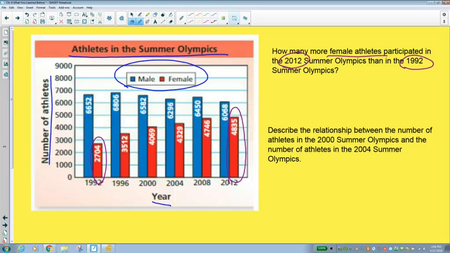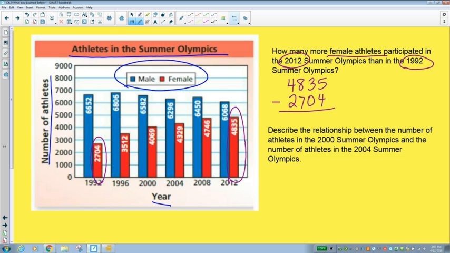So I'm going to look at these numbers, and I'm going to find out how many more. I'm going to subtract. How many more is actually a keyword for subtraction. A lot of people will think of more, and they think that's adding, but because we're asking how many more, we're actually going to undo it by subtracting. So I'm going to take 4,835. I'm going to subtract the 2,704.